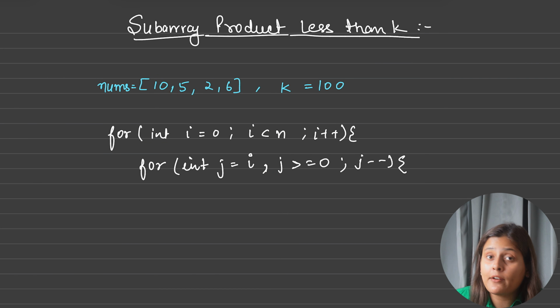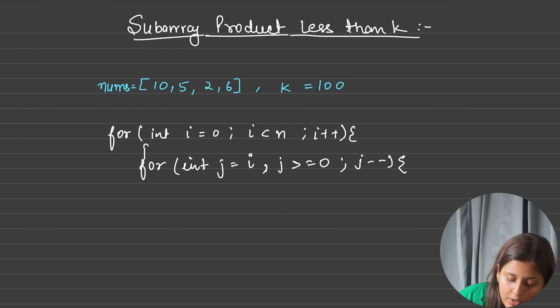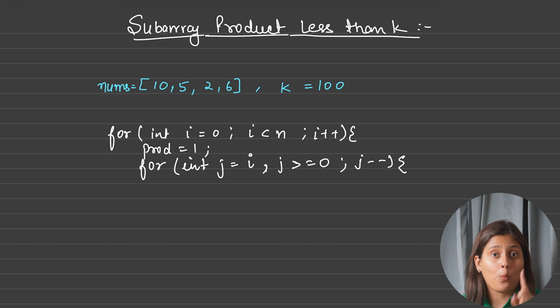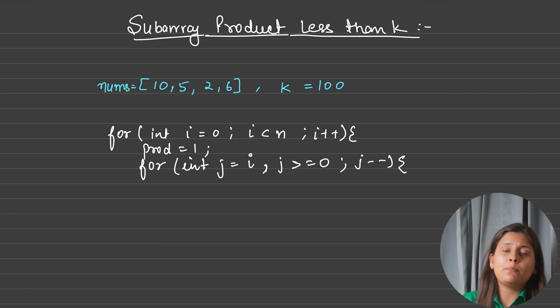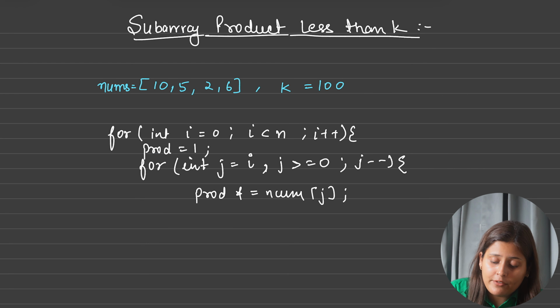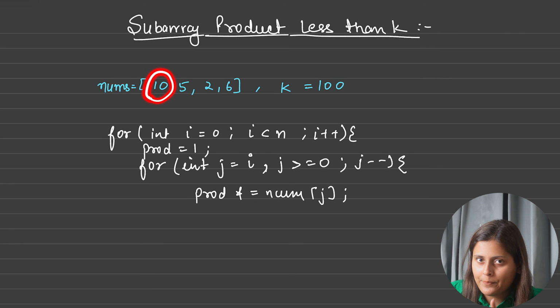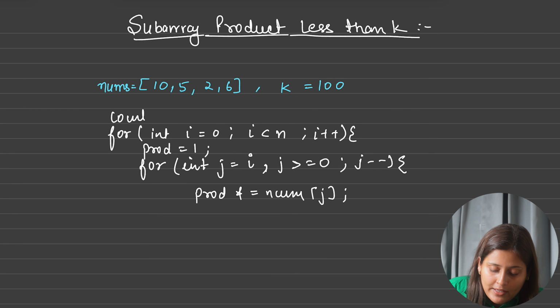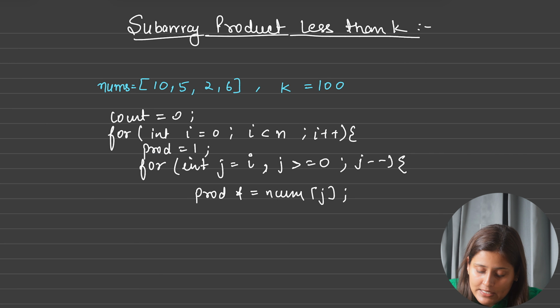So we have to take a product variable also to calculate all this. Here we will create a product variable, and you know a summation we initialize with 0 but product needs to be initialized with 1. Otherwise if you initialize with 0, multiplying any number to it will make it 0. So hence here we will do product multiplied equal to nums of j. Correct? Now we have got the very first value 10 and I know it is a subarray. And I know one more thing: if it is less than k, then we can count it in our valid subarrays. So basically we will initialize a count variable outside the whole for loop, and here we will check if our product is less than k, we can simply do count plus plus.